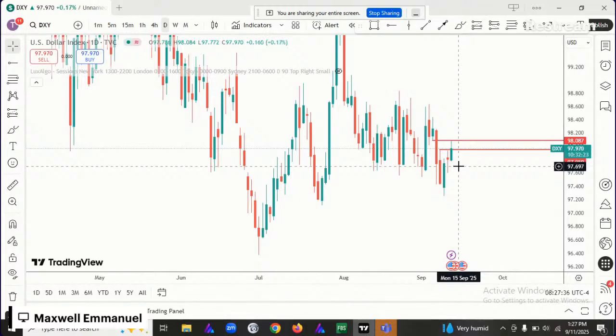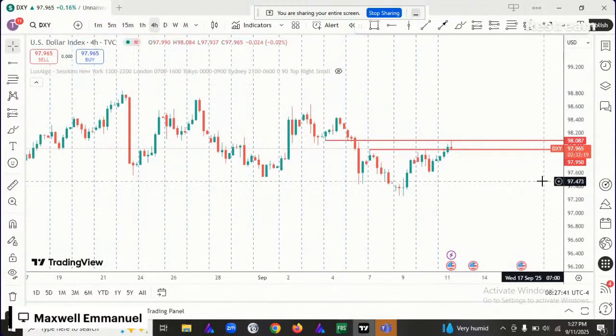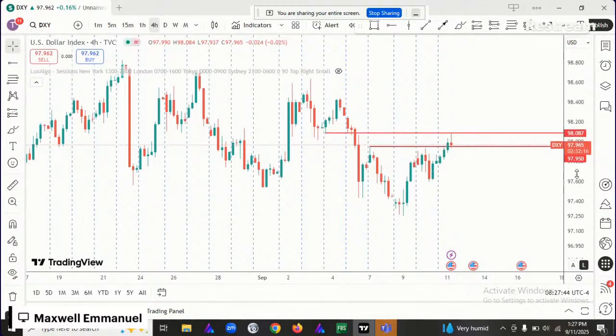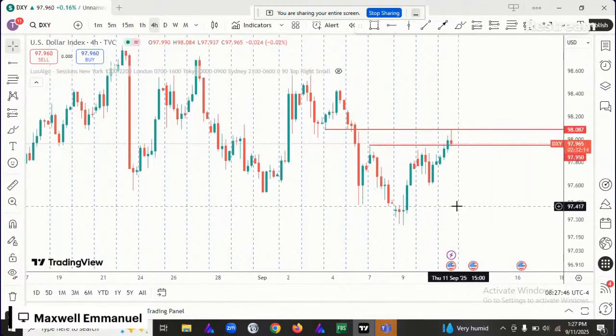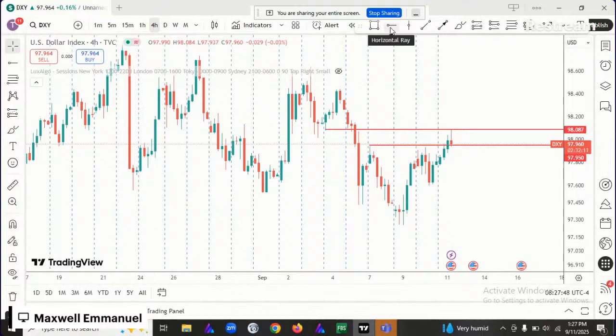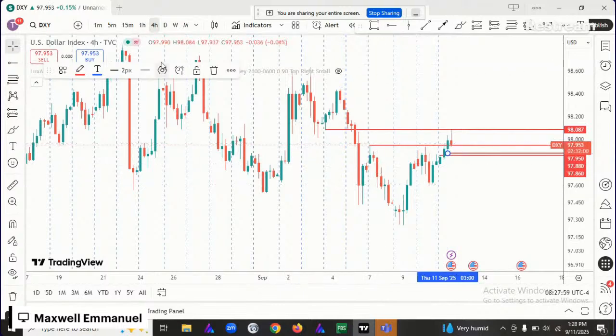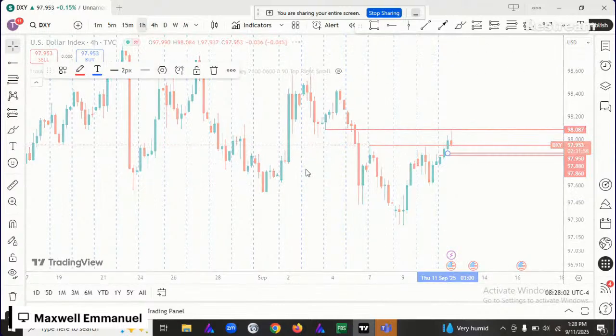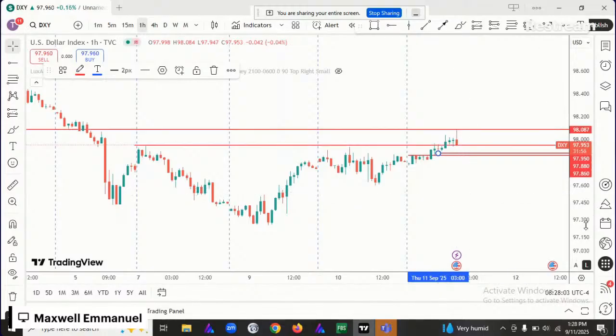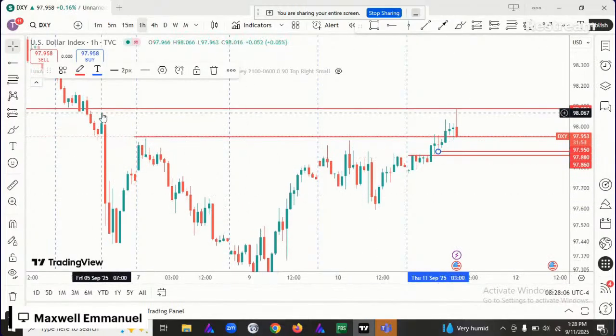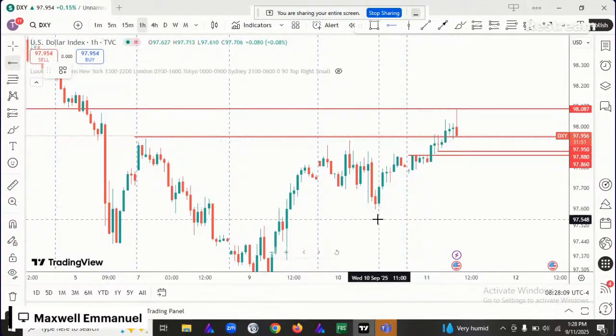If it is positive for the dollar, I would advise you wait for a little retracement before you buy. Probably you could look for a buy after price fills this fair value gap. Wait for pullbacks to these zones before you buy. But if it is negative for the dollar, sell dollar.